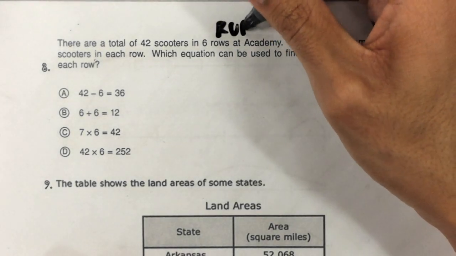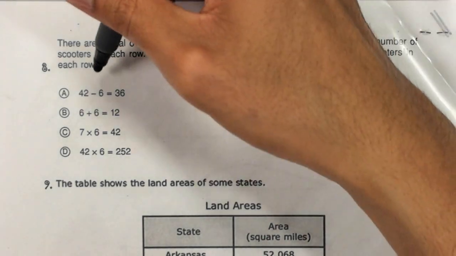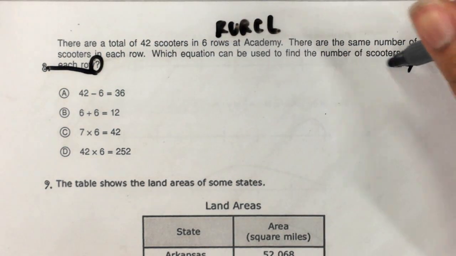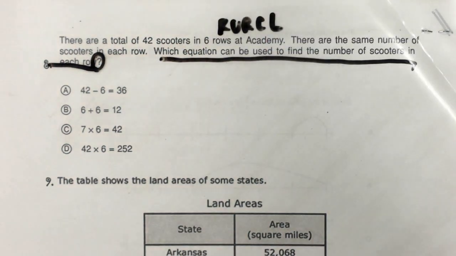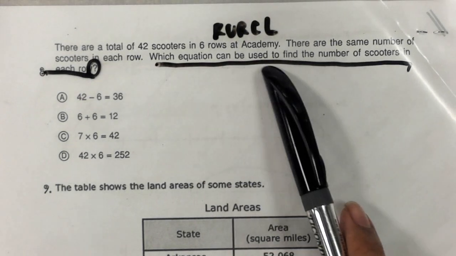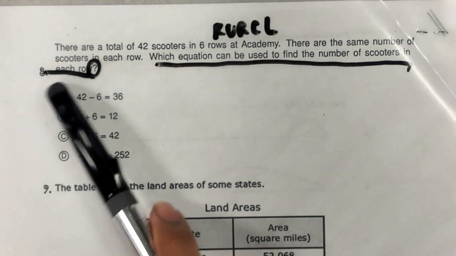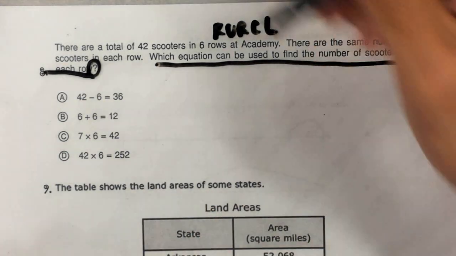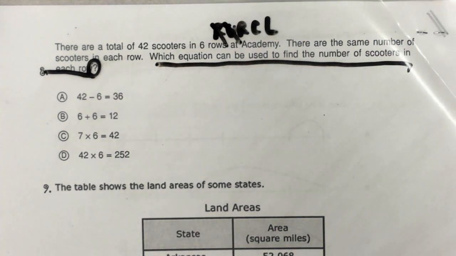Are you reading closely and looking? Circle the question mark and go all the way back to the beginning of the sentence. It says, which equation can be used to find the number of scooters in each row? Let's cross out the R and view, and now let's read the details.